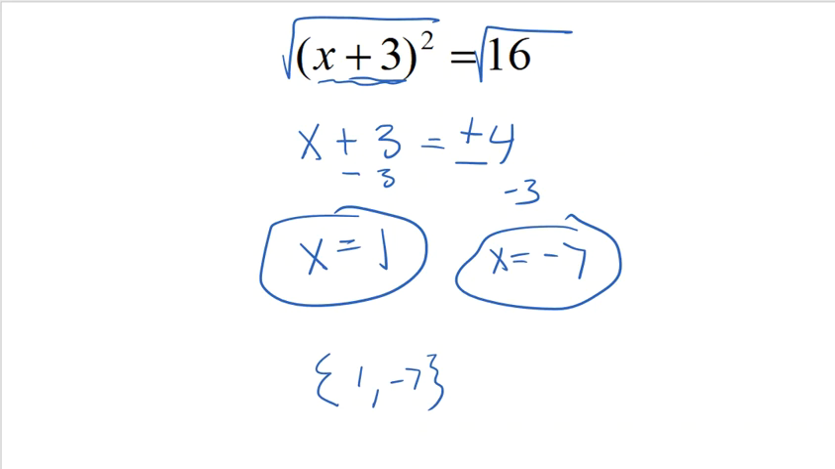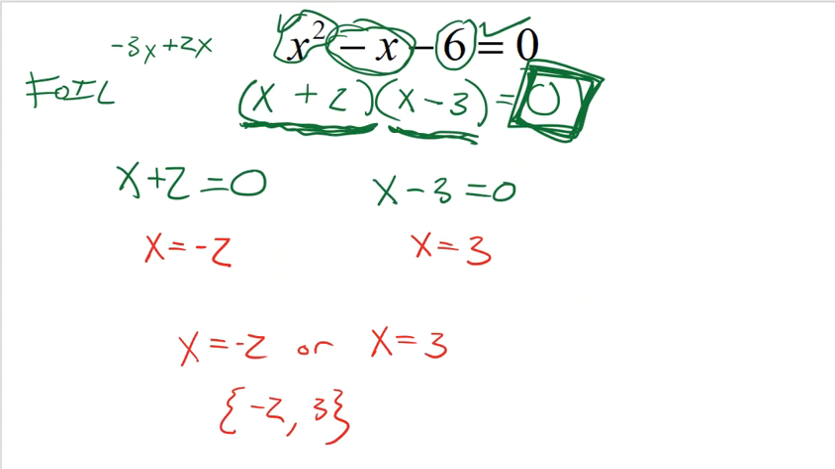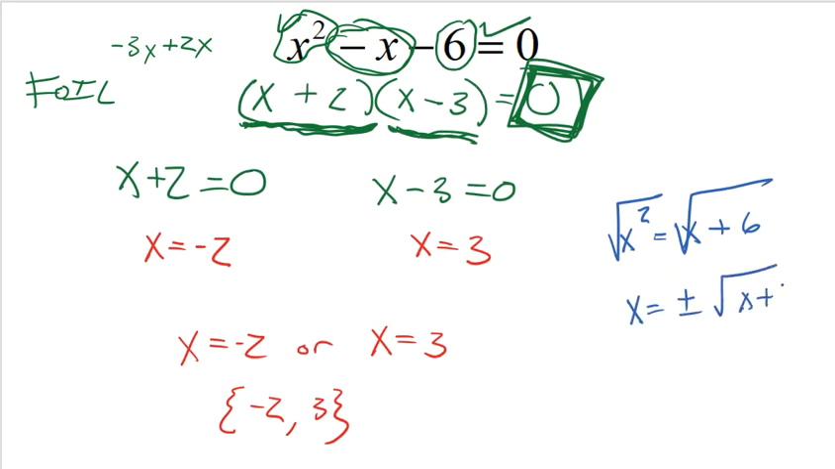I get a lot of kids that will try to use this method on a problem like this. And I know I'm kind of messy here, but they'll say, oh, why can't I just do it? Okay, here's what I'm going to do. I'm going to add the x to the other side. I'm going to add the 6 to the other side. And I'm going to get rid of the square with the square root, and they end up with this: x equals plus or minus the square root of x + 6. Well, I'm sorry, you haven't solved anything. You still don't know what x is because you've got an x on the left side and an x on the right side. So you can't do that.